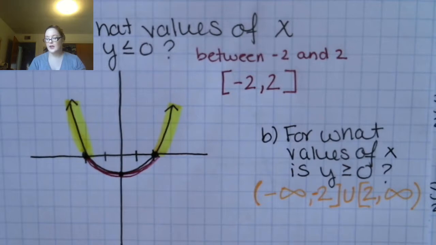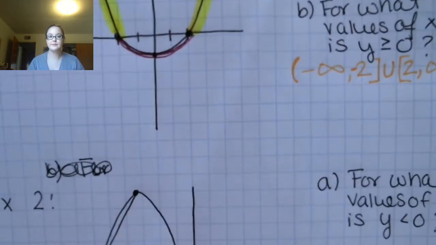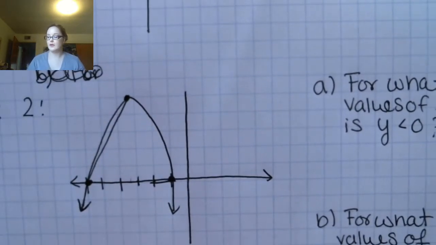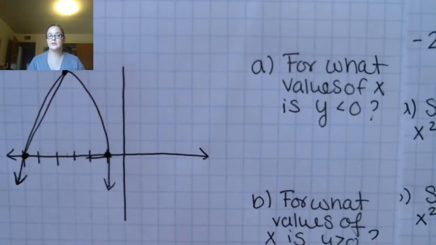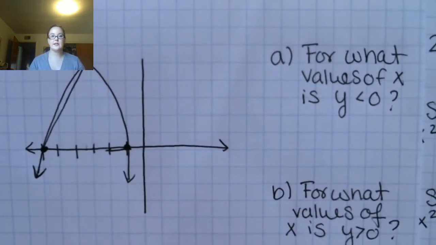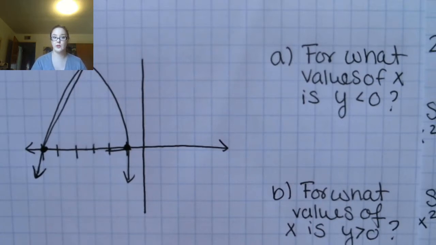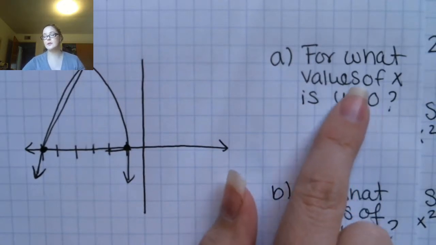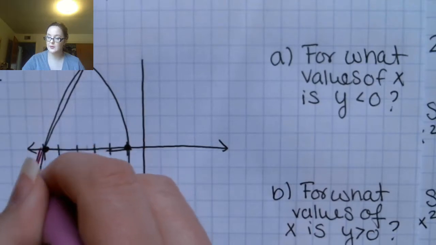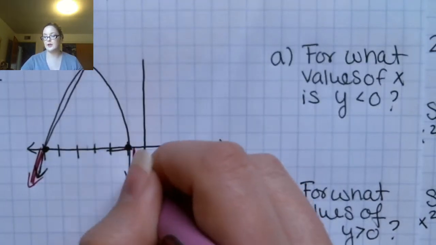All right, let's look at another graph. So we have this graph here. It says for what values of x is y less than 0. That is similar to the question that we asked in part A last time, which was where is it less than or equal to 0? So here the difference is that we have less than 0. So where is this less than 0? Well, that's going to be below the x-axis, so it will be this part here and this part here.